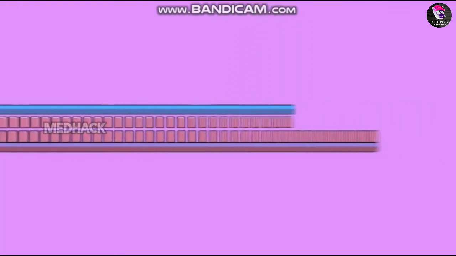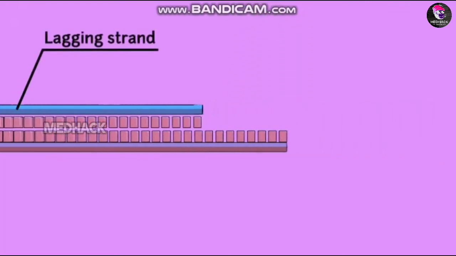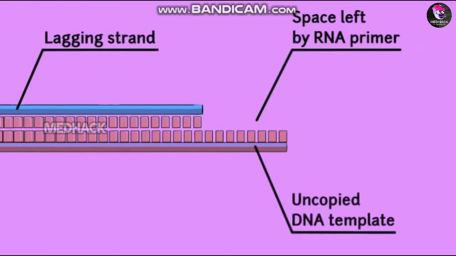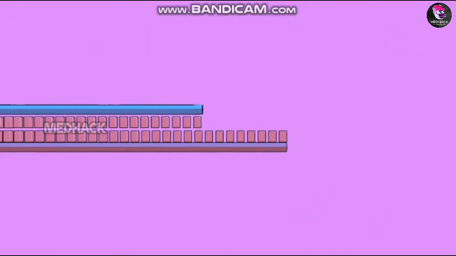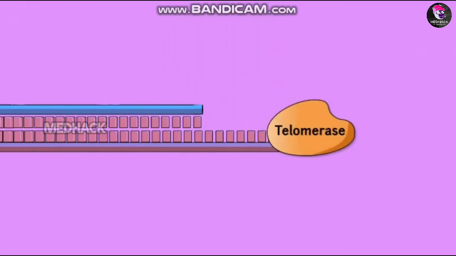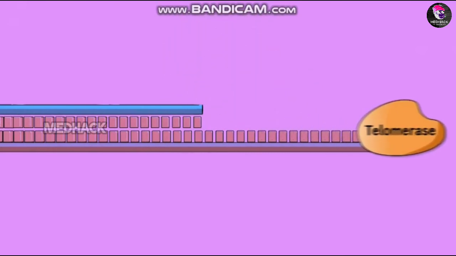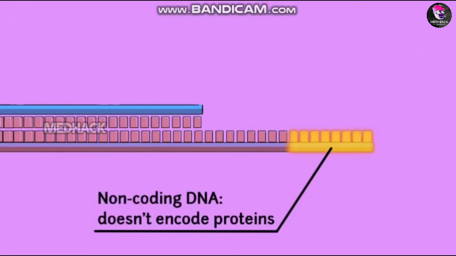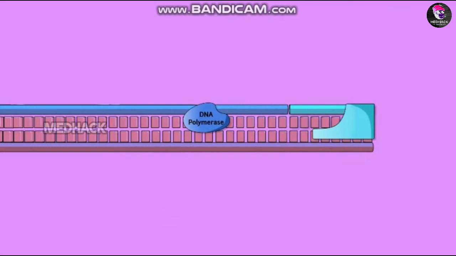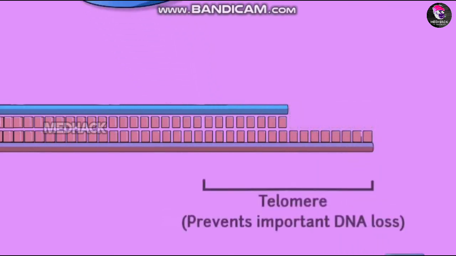However, when the end primer disappears from the lagging strand, the space remains empty, and there's an uncopied stretch of DNA template abutting it. To combat this, an enzyme called telomerase affixes to the overhanging region and elongates it with a non-coding DNA sequence. Primase and DNA polymerase act upon this extended region, creating a telomere cap that protects against loss of coding DNA from the lagging strand during multiple replications.